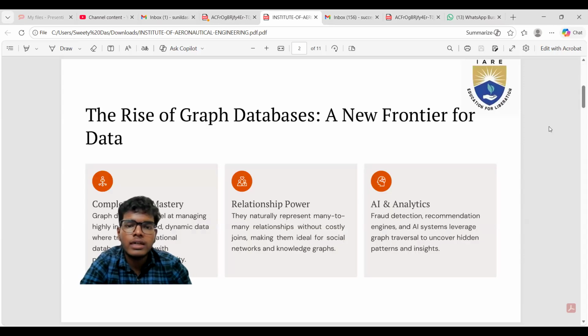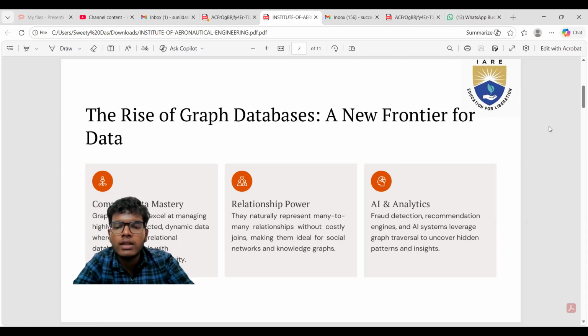The rise of graph databases, a new frontier for data. So, why are we seeing a shift away from traditional databases? Well, graph databases are built for complexity, while old school relational databases struggle with performance when the data gets too messy. Graphs excel at managing highly interconnected dynamic information. They handle many to many relationships naturally, no more slow, expensive joins.